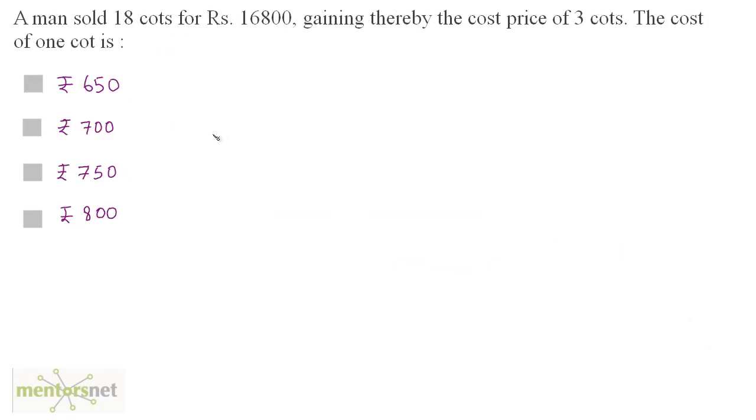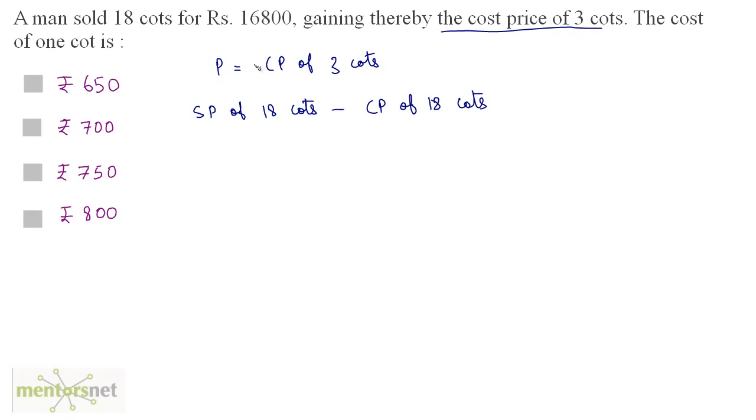A man sold 18 cots for rupees 16,800, thereby gaining the cost price of 3 cots. The cost price of 1 cot is? So the man gains the cost price of 3 cots, which means that the profit is equal to cost price of 3 cots. Now profit is selling price minus cost price. So the man sold 18 cots. So the profit is the selling price of 18 cots minus the cost price of 18 cots, and this profit is cost price of 3 cots. So this is equal to CP of 3 cots.